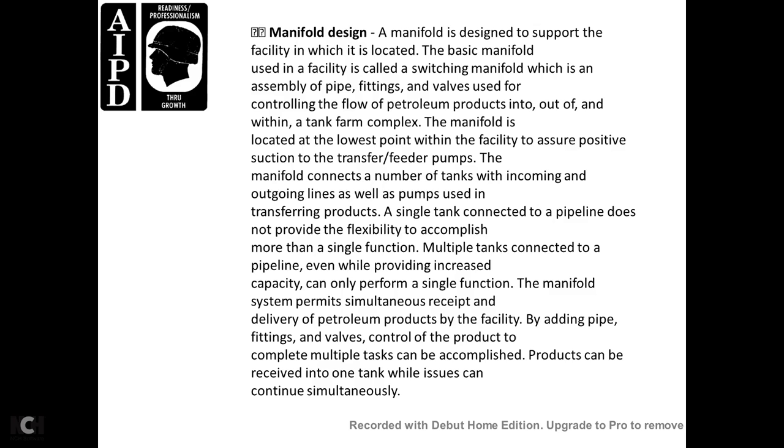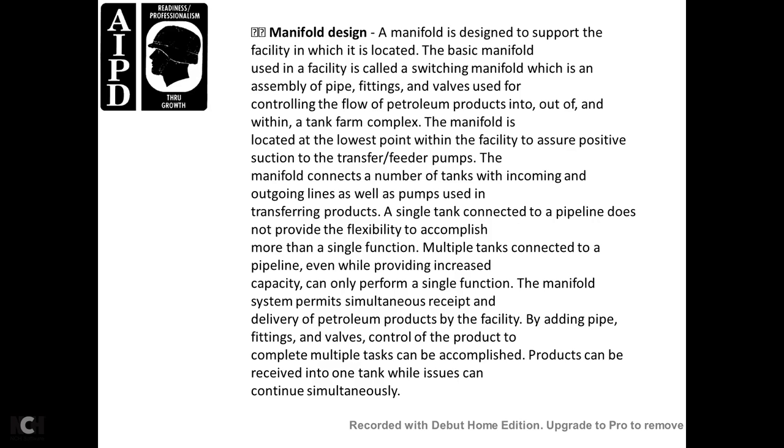The basic manifold used in the facility is called the switching manifold, which is an assembly of pipeline fittings and valves used to control the flow of petroleum products in and out of a tank farm complex. The manifold is located at the lowest part of the facility to ensure positive suction to a transfer feeder pump. The manifold connects the number of tanks with the incoming and outgoing lines as well as the pump used to transfer product.